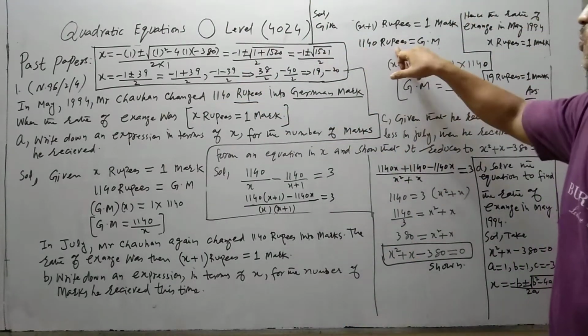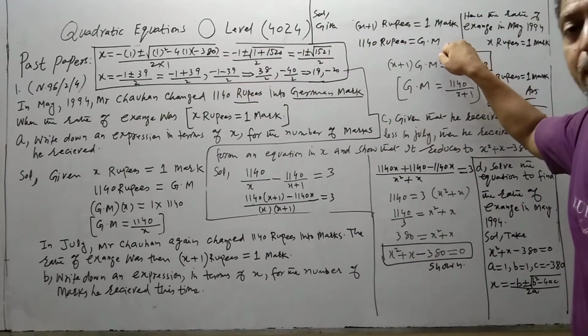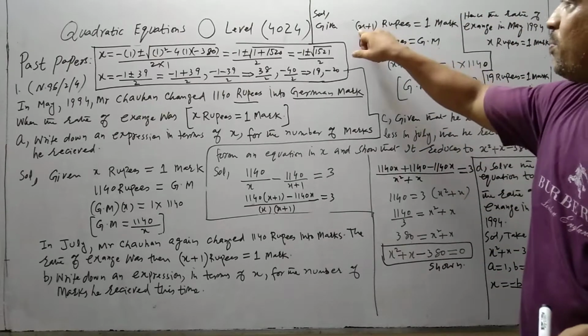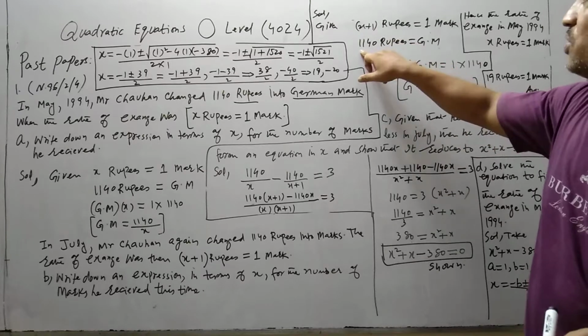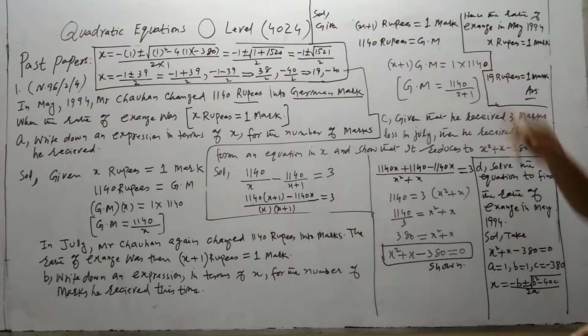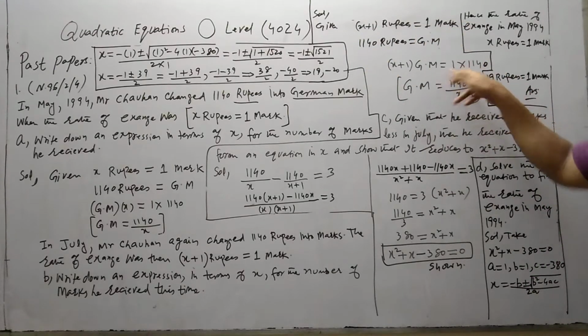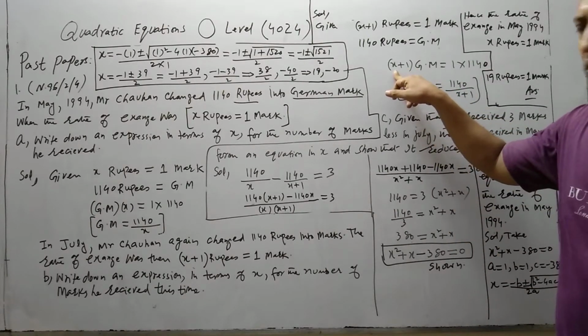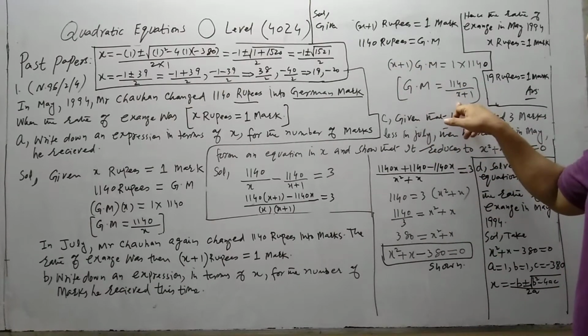So 1140 rupees is equal to GM. GM stands for German mark. Cross multiply: German mark multiplied by x plus 1 is equal to 1140 multiplied by 1. So 1140 multiplied by 1 is 1140. This x plus 1 is multiplied over here, so it should be divided on the other side.